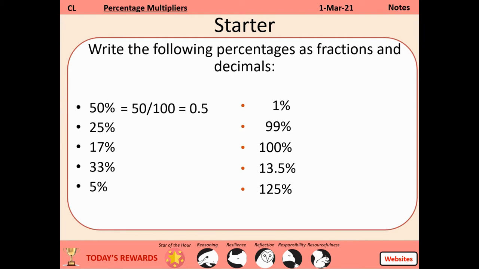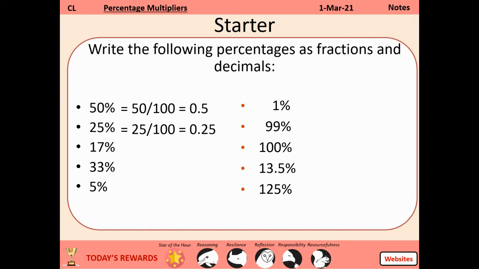Okay, so 50%, remember percentage means out of 100. So 50% as a fraction means 50 out of 100. And as a decimal, all you have to do, 50 over 100 means 50 divided by 100, and that'll give you 0.5. Or what you could have done another way is 50 over 100, if you simplified that fraction, you'd get a half, and you know a half as a decimal would be 0.5.